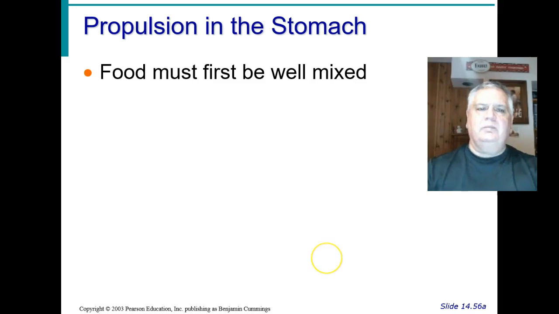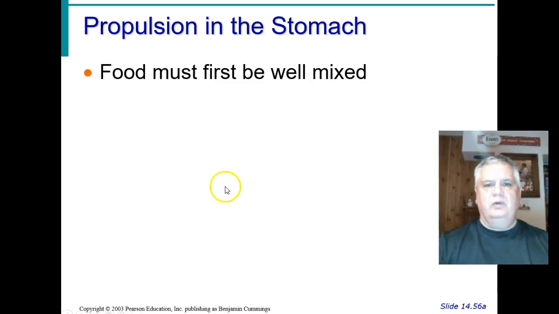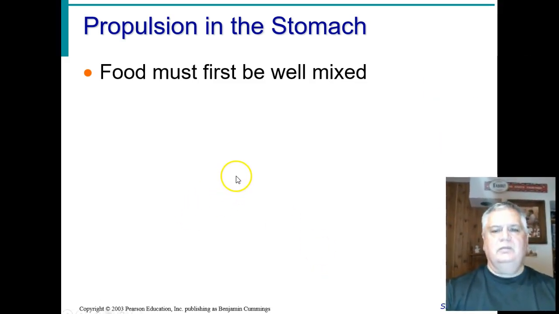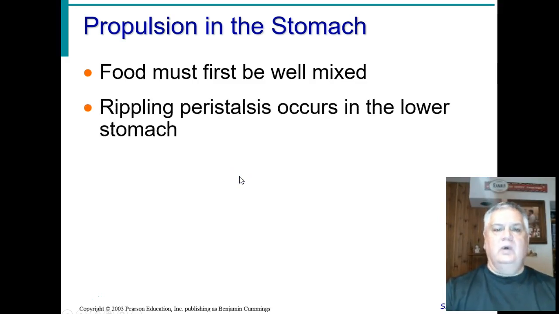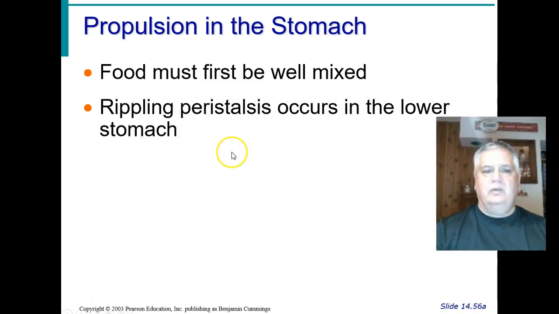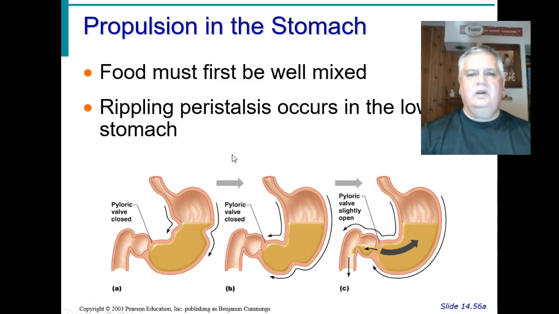All right, how about propulsion in the stomach? Before the food can be moved from the stomach to the small intestine, it has to be very well mixed with the hydrochloric acid and the pepsin for protein digestion to occur. But once the food is very well mixed, there's going to be a rippling peristalsis in the lower portion of the stomach. Remember, the lower portion of the stomach is called the pylorus, and this helps to deliver this liquefied food into the small intestine.